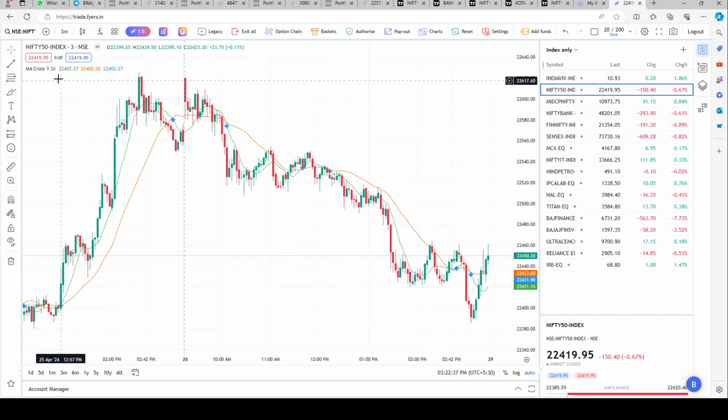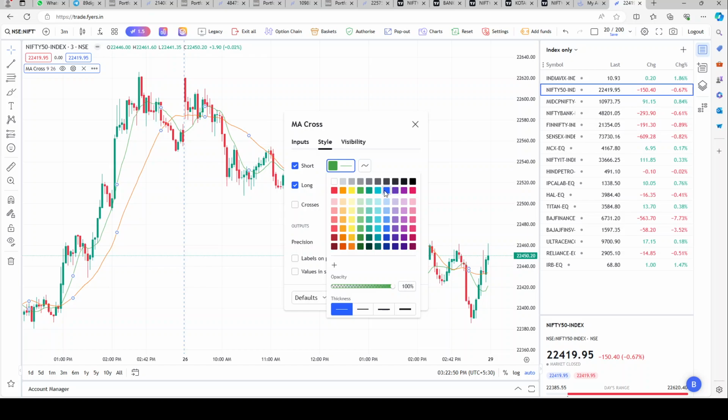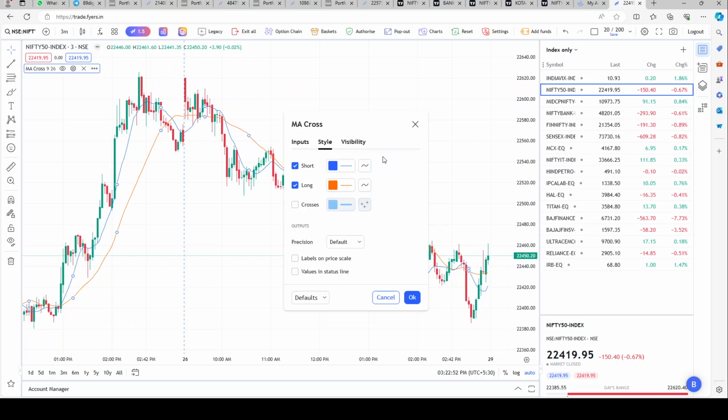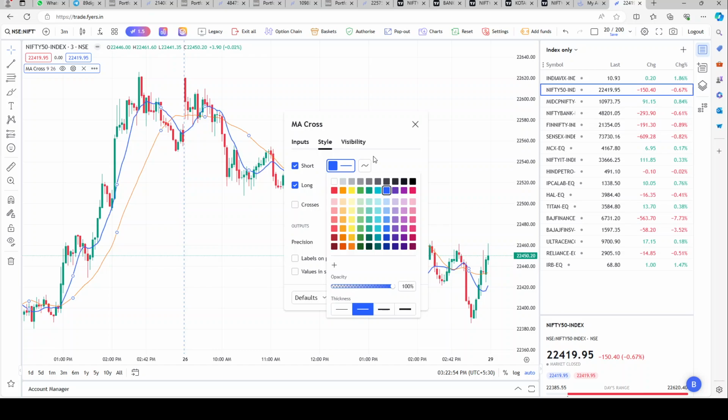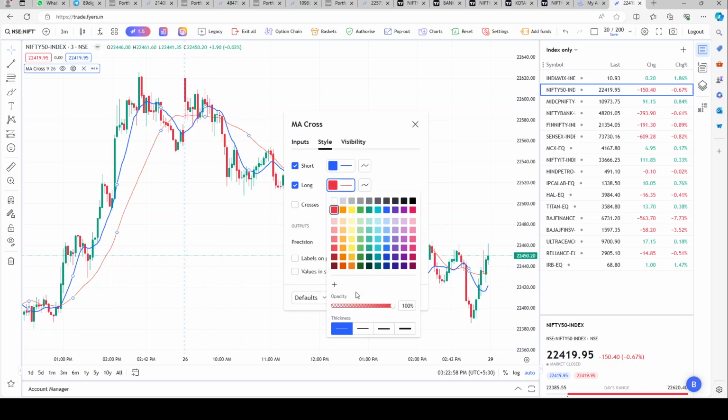So these are two simple moving averages. By default, they are on 9 and 26. We shall change this, get rid of these labels and values at the bottom. We don't want these crosses also. We only need two colors. For the short one, we shall use blue. We'll make it a little thicker so that it's more visible for us. And for the long one, we shall make it red and make it thicker.